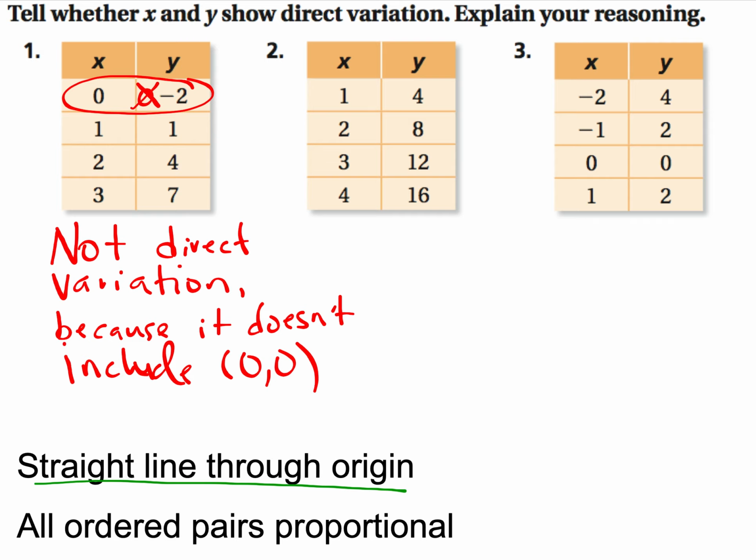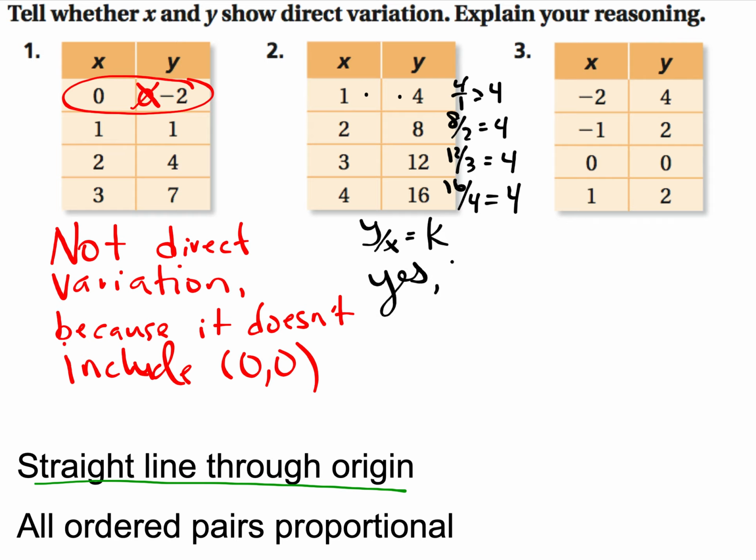Now, ordered pairs being proportional, if I compare 4 to 1, I get 4. If I compare 8 to 2, I also get 4. 12 to 3 is also 4. And 16 compared to 4 is also 4. Every one of these comparisons of y to x gives me 4, which actually, every time you compare y to x, you get your constant of proportionality. So, yes, this is a direct variation. In fact, k equals 4.